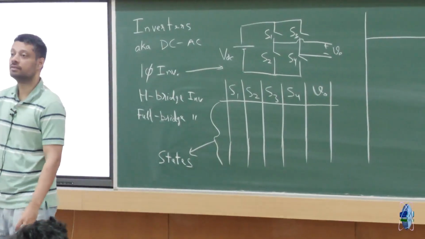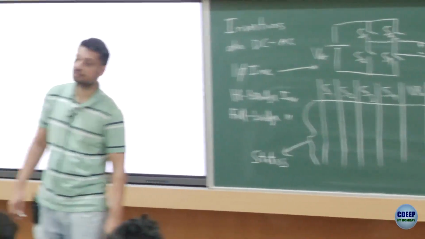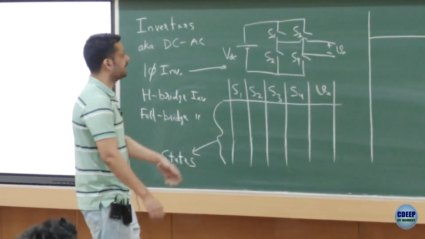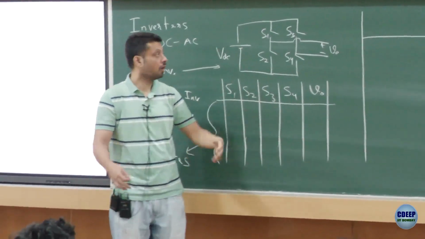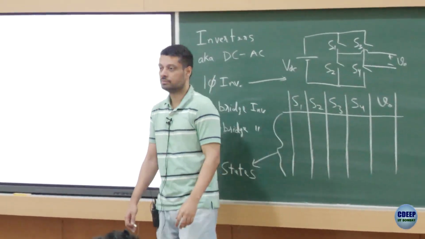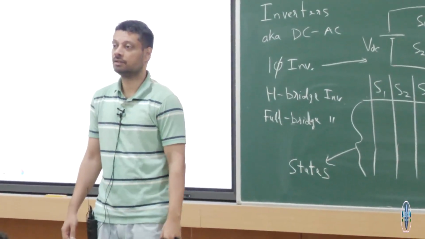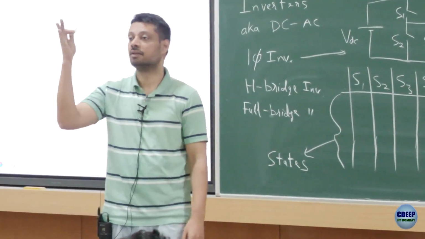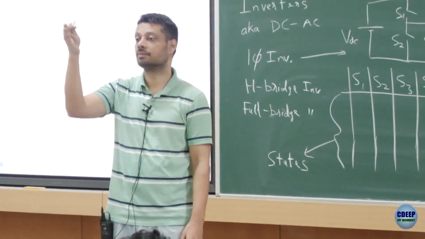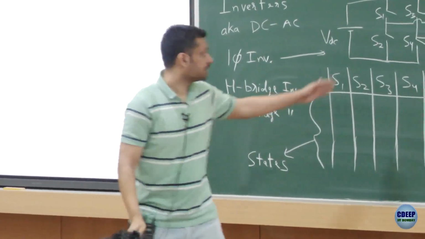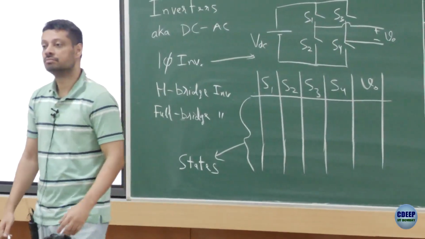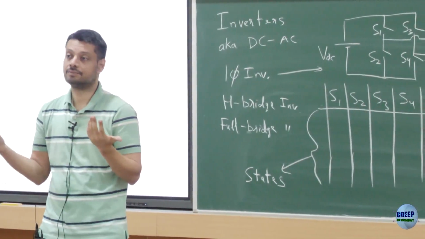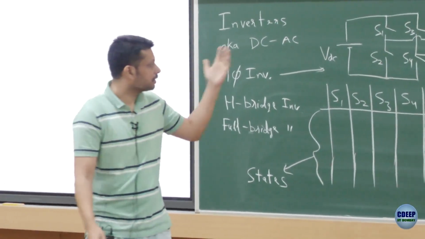Is that okay? Does it make sense? Did you hear him? At the back? No. So he's saying you can eliminate the state when S1 and S2 both are on, or where S3 and S4 both are on. Why do you eliminate those states? Anyone from the back? Why can't I turn on both S1 and S2? But why?